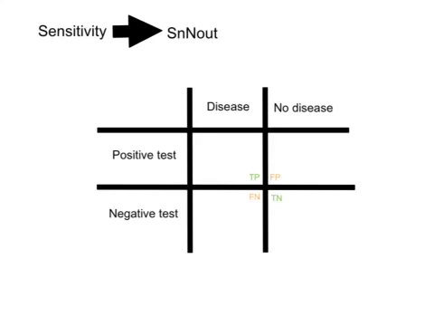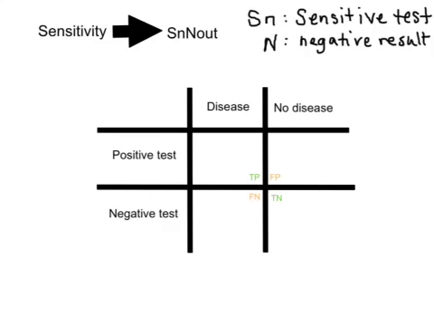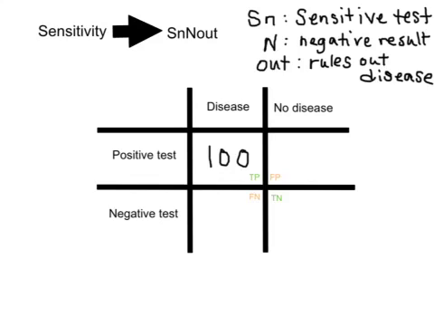Well, as you probably know, there are these mnemonics. So for sensitivity, the mnemonic is SnNout. And what this means is that for a sensitive test, a negative result rules out the disease. And so how can we see that in the table? So if we imagine a test that has 100% sensitivity, so that means that 100 of the people with the disease have a positive test and no one has a negative test.